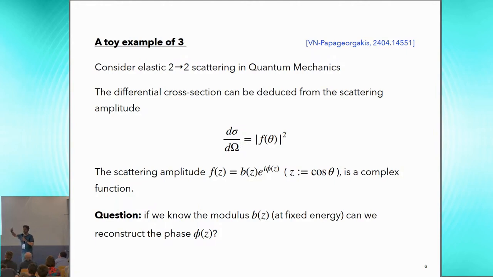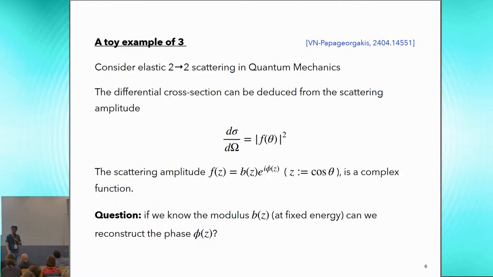So we will consider elastic 2-to-2 scattering in quantum mechanics. And one of the things that we compute there is the differential cross-section. It is directly expressed in terms of the square of the scattering amplitude. The scattering amplitude depends on the scattering angle, theta. I will use z, which is cosine of theta. So experimentally, we measure the differential cross-section, and we learn about the modulus of the scattering amplitude, which is a complex quantity.